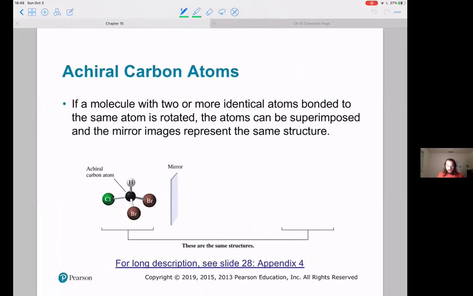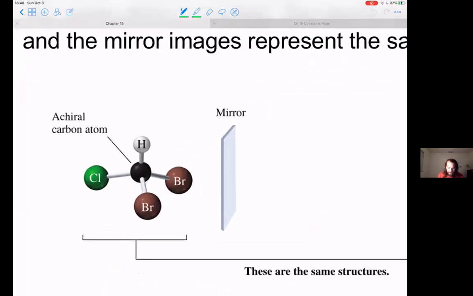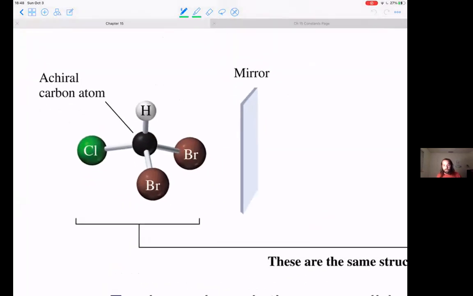What an achiral molecule would be is one where at least 2 of those groups match, right? So again, I said that they need to be 4 different things, 4 different bonds in order for that carbon to be chiral. This would be an example of an achiral molecule because you have 1, 2, but then these guys match, right? They're both bromines. And that means that it's achiral, so its mirror image is superimposable.